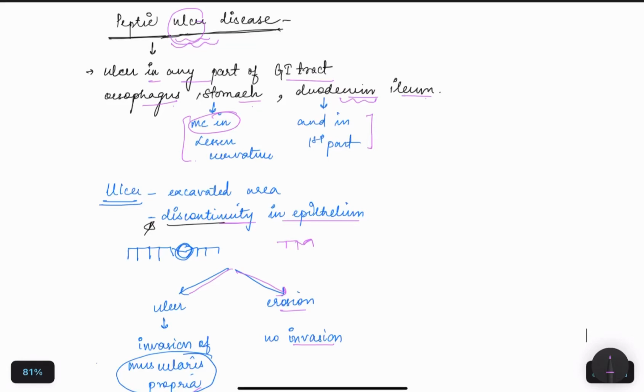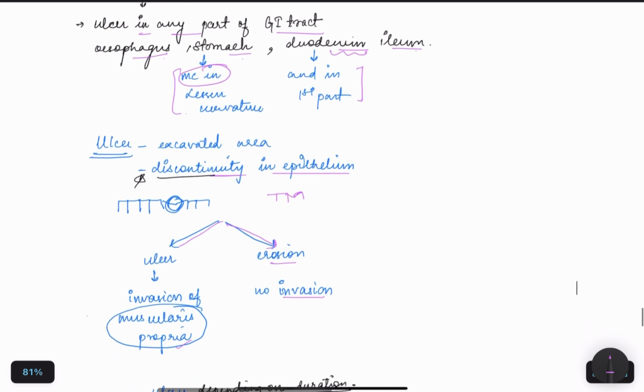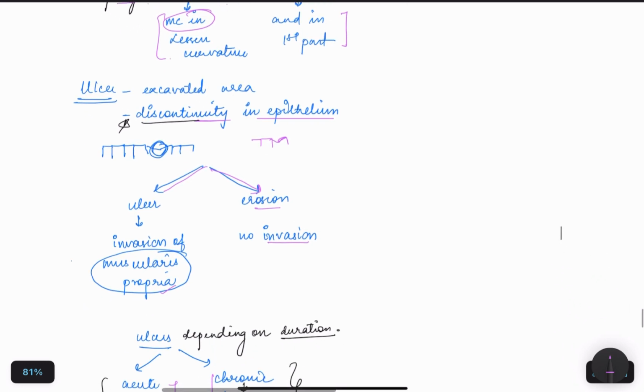So today we are continuing our topic, peptic ulcer disease, which we started in the previous lecture. So what is peptic ulcer disease? It is an ulcer in any part of the GI tract, like the esophagus, stomach, duodenum, and mostly in the lesser curvature. So what is an ulcer? An ulcer is an excavated area with discontinuity of the epithelium. We have an epithelium, and when this discontinuity is present in the epithelium, that is known as an ulcer.